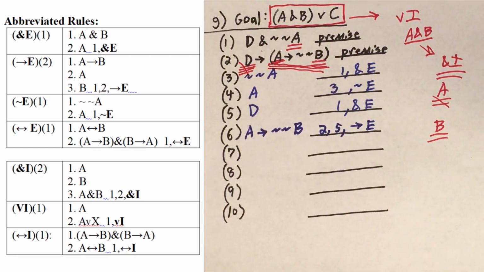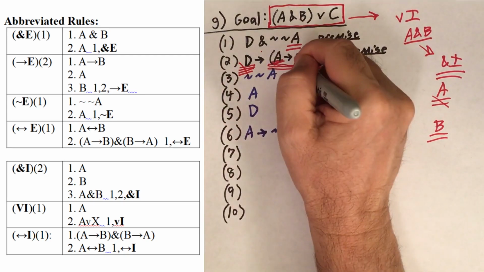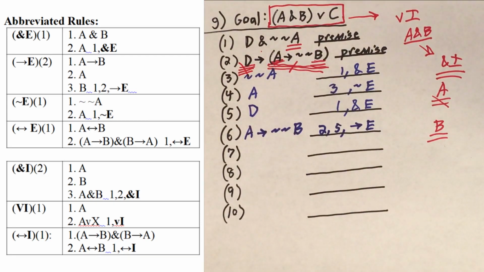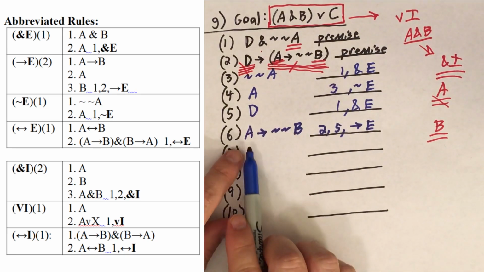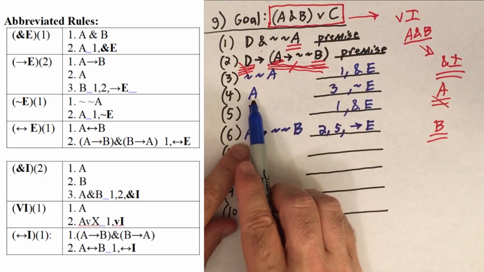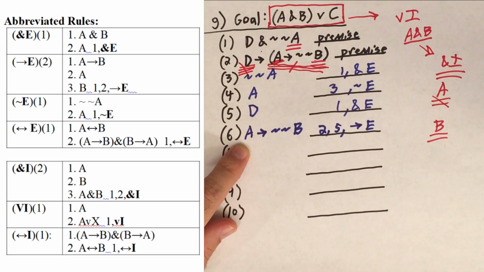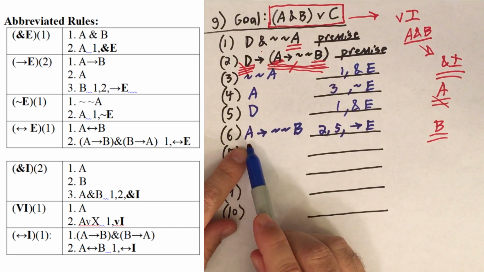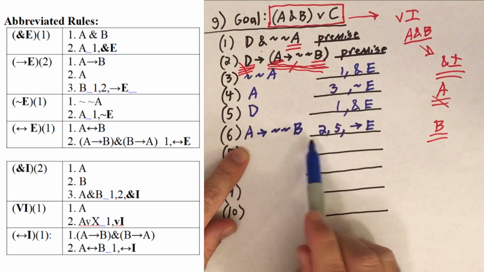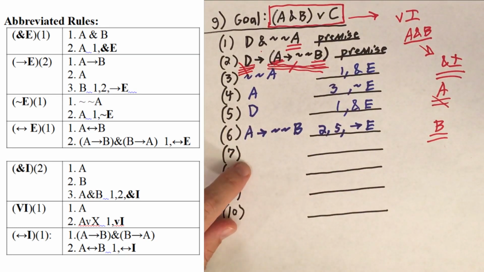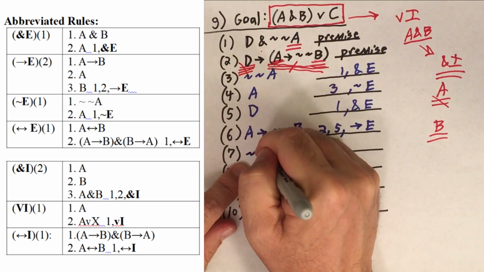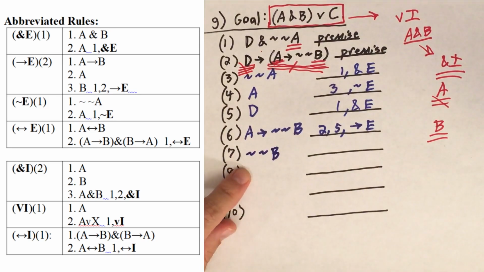Justified. What do I have now? I have my sub goal. Sorry. Now what do I need? Well, if A is true, and it is, I can get the double negated B. Do you see it? This line 6 says if A is true, then not B is true. A is true in line 4, so I know the right side of line 6 is true.